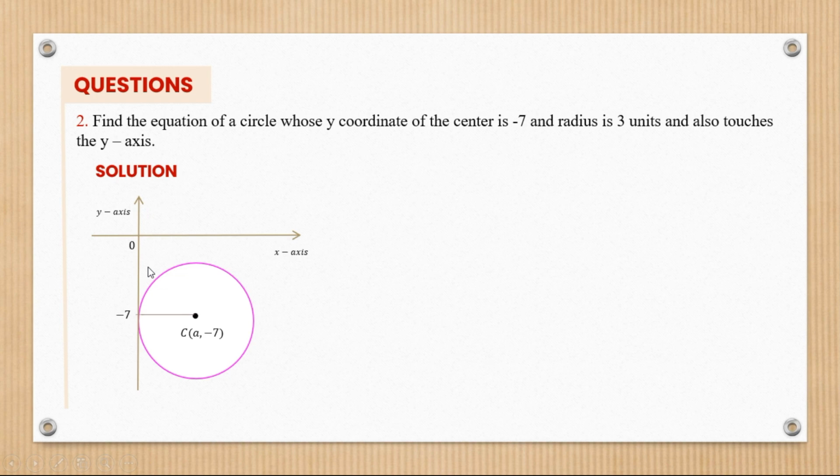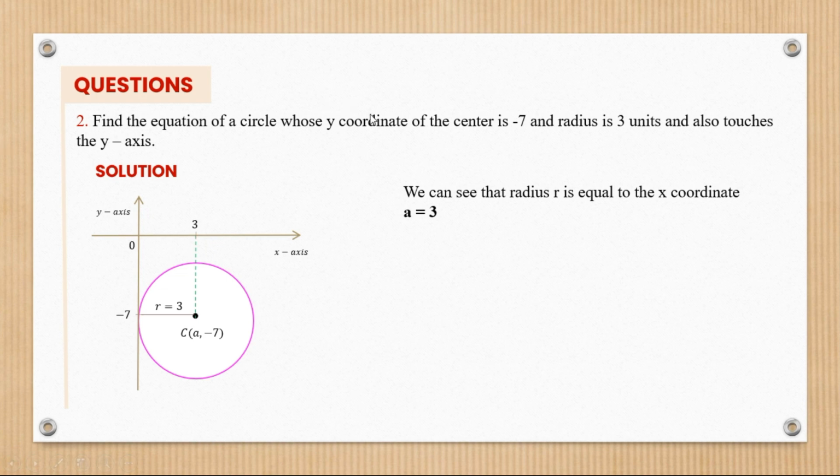Now the y coordinate of the center shall actually also be equal to -7 at this point. Since the radius of the circle is 3 units, it means that the distance from here to the center is 3 units. That simply means that this coordinate here is also equal to 3 units. So with the radius r equal to the x coordinate, a is equal to 3. We can easily find the x coordinate of the center. It's going to be equal to 3.